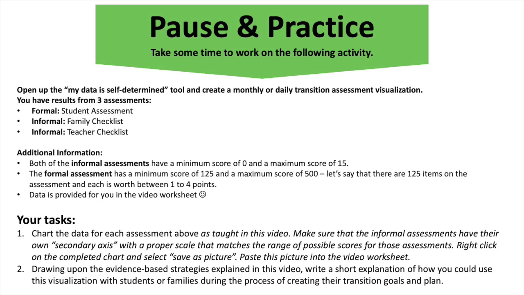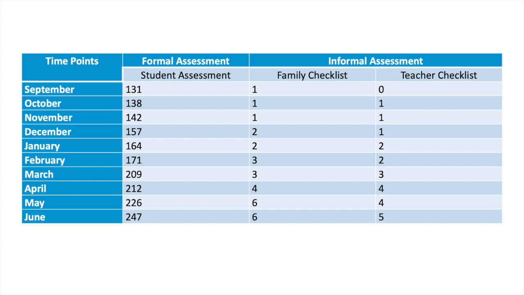So in this case example here, we have results from 3 different assessments. We have a formal assessment, and that's from a student, and we have 2 informal assessments, a family checklist and a teacher checklist. Some additional information is that both the informal assessments have a minimum score of 0 and a maximum score of 15. And the formal assessment, the student assessment, has a minimum score of 125 and a maximum score of 500.